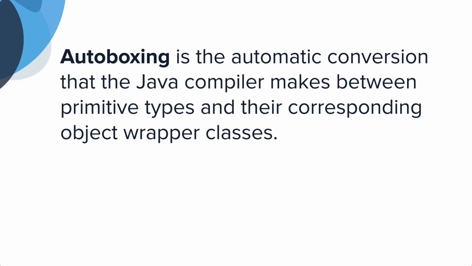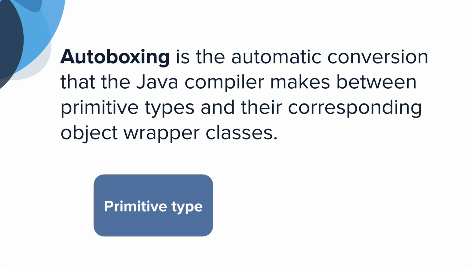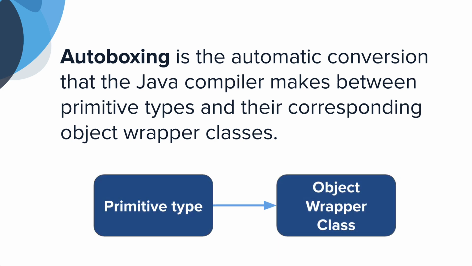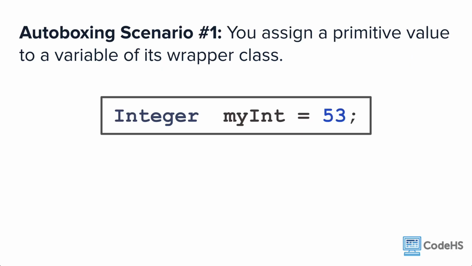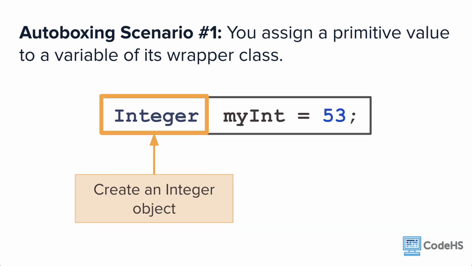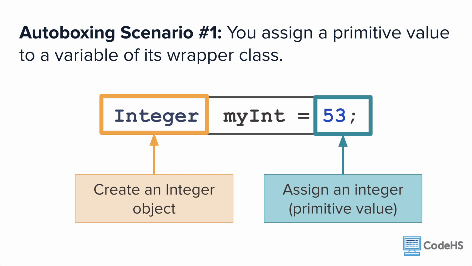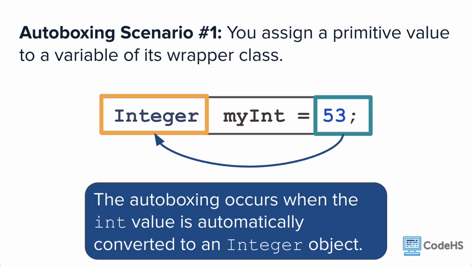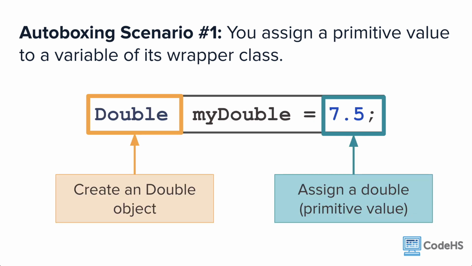Autoboxing is the automatic conversion that the Java compiler makes between the primitive types and their corresponding object wrapper classes. The Java compiler applies autoboxing in two scenarios. The first scenario is when you assign a primitive value to a variable of its wrapper class. Let's break down this example. You use Integer with capital I to create an Integer object, and you then assign a primitive integer value, 53, to the Integer object. The autoboxing occurs when the int value is automatically converted to an Integer object. The same thing occurs when you assign a double primitive value to a Double object.